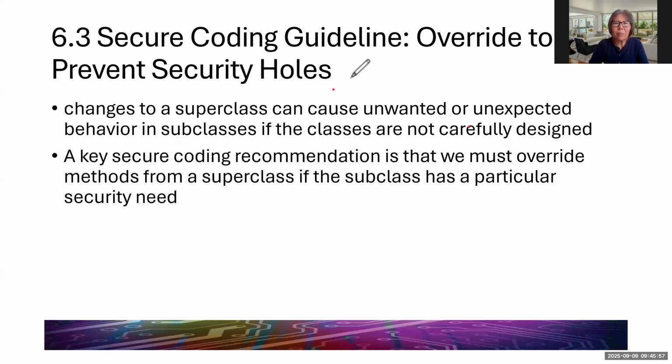Okay, and so secure coding guidelines. Here it's discussed about the inheritance. So there are some holes. And over here, the key concept is we can prevent the security holes through what? Through override. So override is very important. Override does provide the polymorphism feature also.